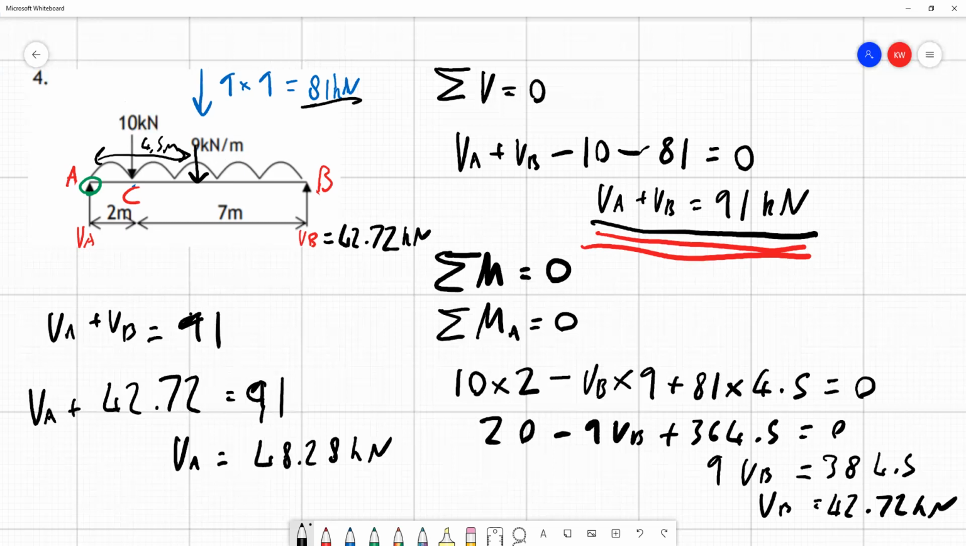So I'm just going to tidy things up a little bit again, just so that we can do a wee bit more work. So I'll remove that, remove this as well. I'll mark on our diagram what VA is equal to, so that's 48.28 kilonewtons.